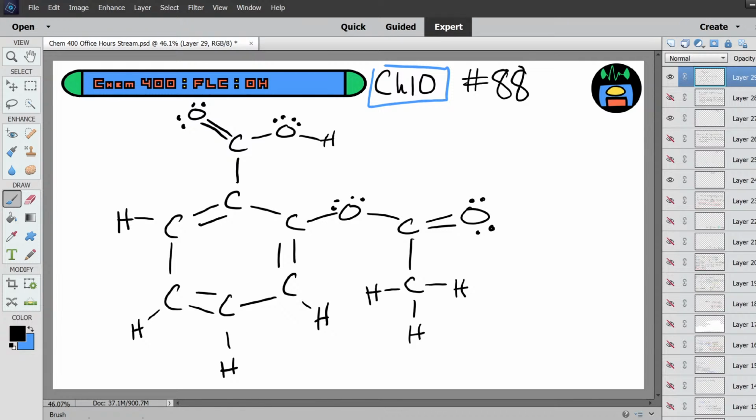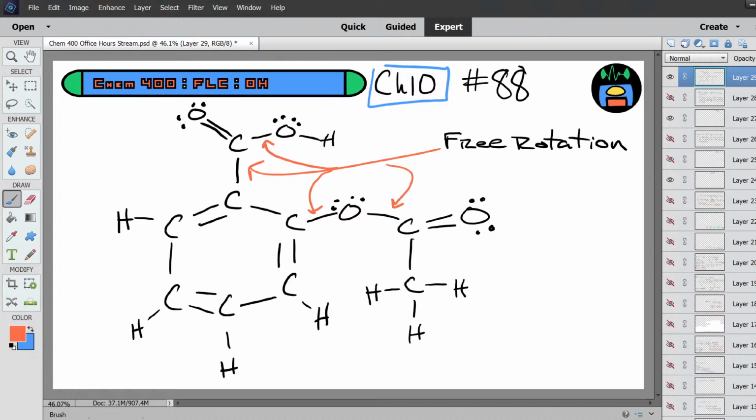So, when I look at this molecule, wherever I see this sigma bond right here, there's free rotation. There's free rotation here, here, here, and also around this sigma bond.